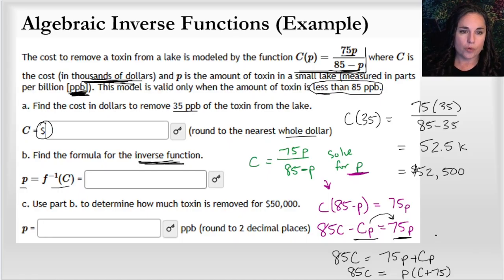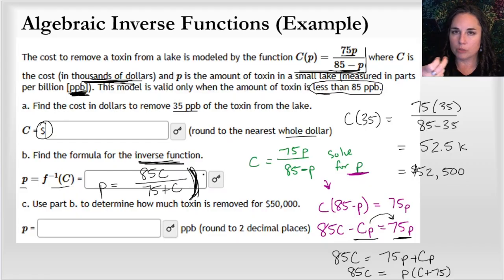Okay, so when I solve this equation and isolate P, I get P equals 85C divided by C plus 75. Or you could do 75 plus C down here. Either way, it's the same equation. Okay, so that's going to be the inverse function. Notice that I didn't switch the variables and solve. I just solved the equation for the other variable.